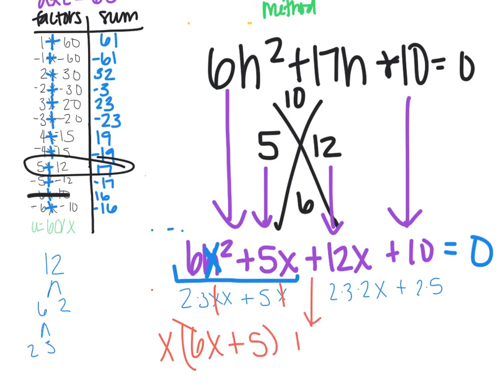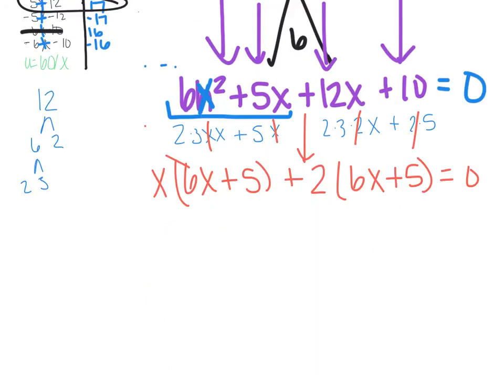Bring down my plus sign here. These two next parts both have a 2 in common, so I take that 2 out, and I'm left with 2 times 3, which is 6x plus 5, equals 0. And as before, I know I did this correctly because notice my two parentheses here are identical.